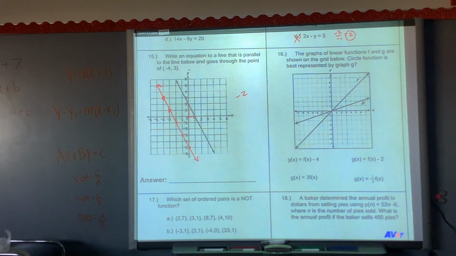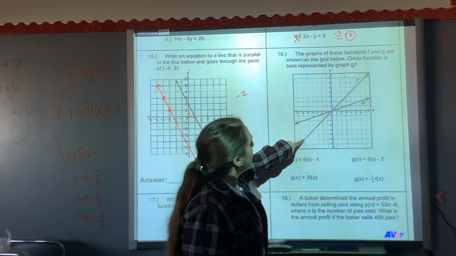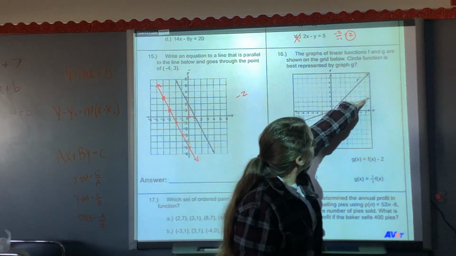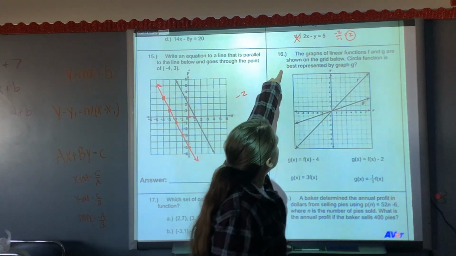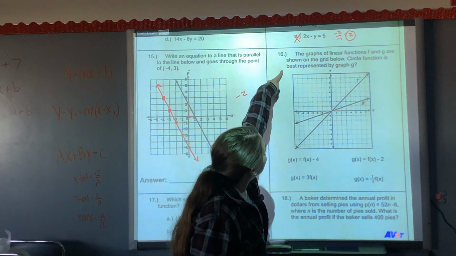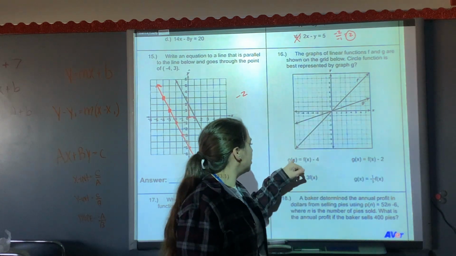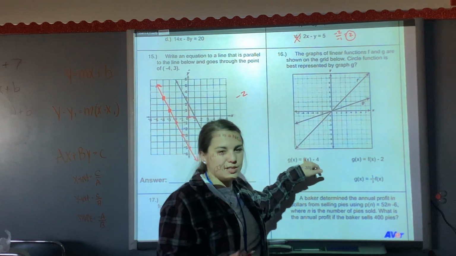All right, this one looks a little tricky. This is actually one of those parent function questions. This says the graphs of the linear functions f, which is here, and g, which is here, are shown on the grid below. Circle which function is best represented by graph g. So we're trying to find g of x. Remember, f of x just means y.